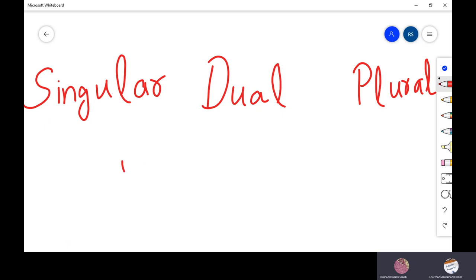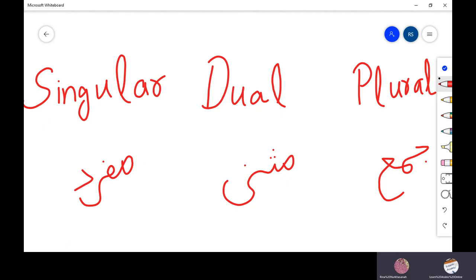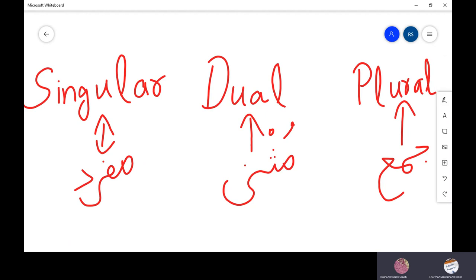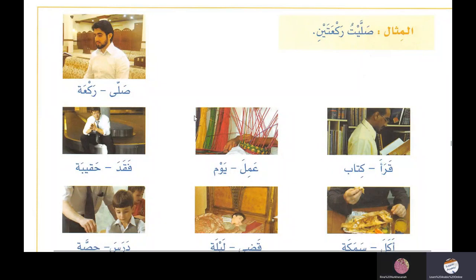Singular is called mufrad, dual is called muthanna, and plural is called jam'. Mufrad means singular. Muthanna means dual, two things. And jam' means plural, okay? So here we learn how to make dual and plural. Rak'atun means one rak'ah.